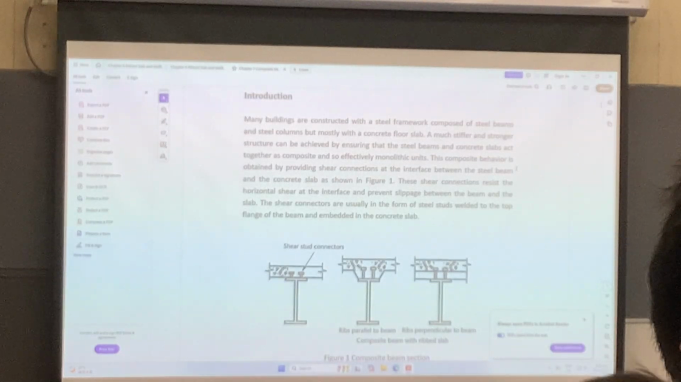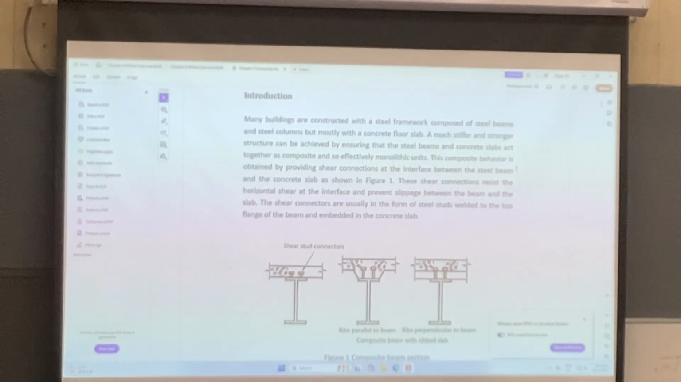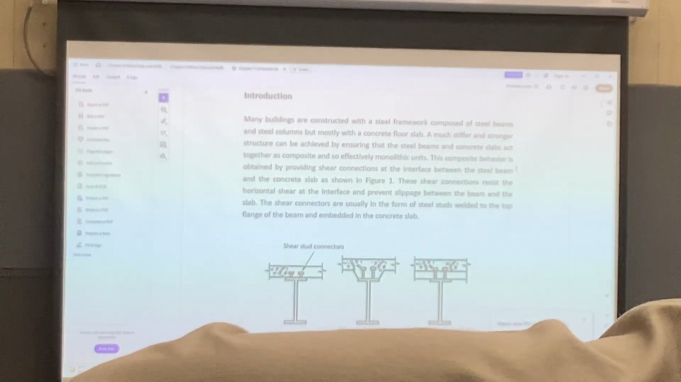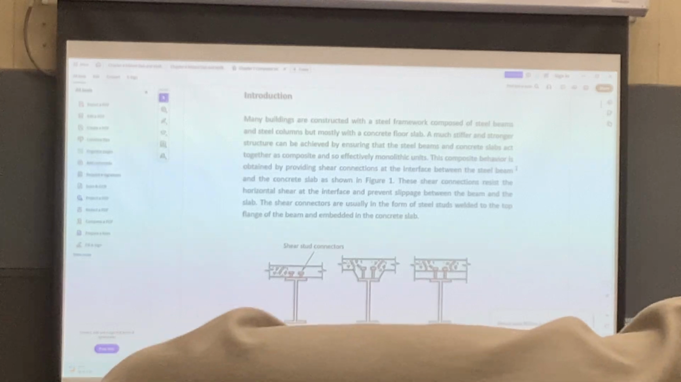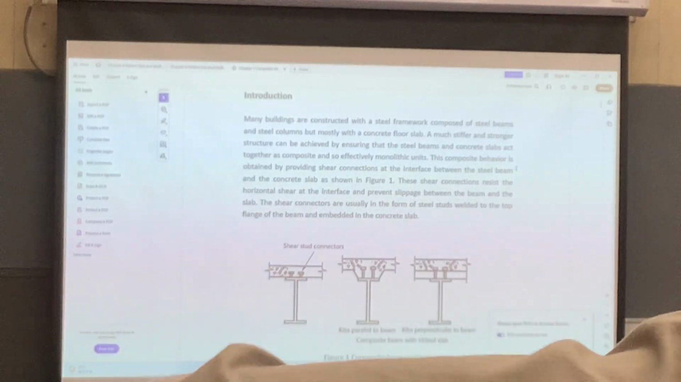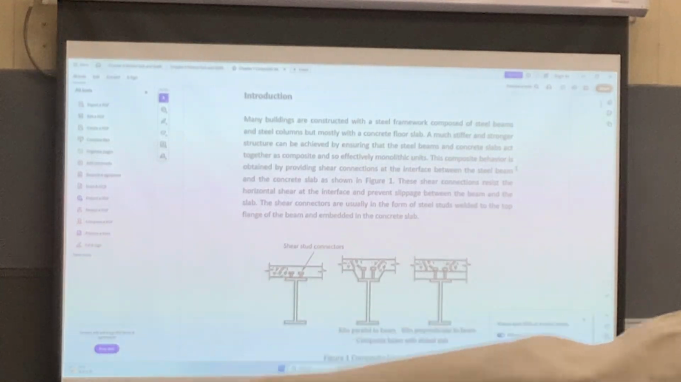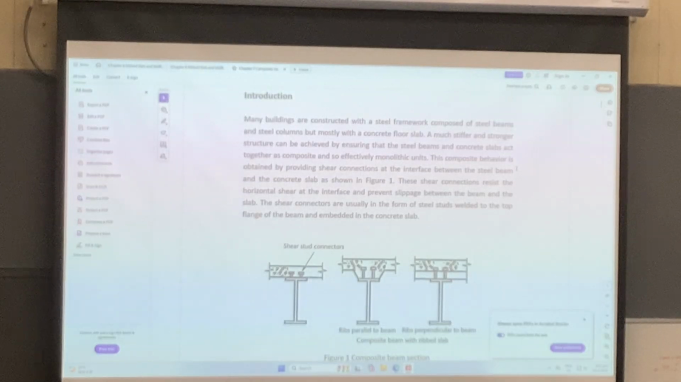That means you have two different materials. But before, the whole beam is concrete, then you have reinforced concrete design. Or the whole beam is just a steel beam, okay? Then you have the steel beam design. But right now, the top is concrete, but the bottom is steel, okay? So it becomes composite. Composite means you have a mix of materials, okay? So this one, we call it the composite beam, okay?